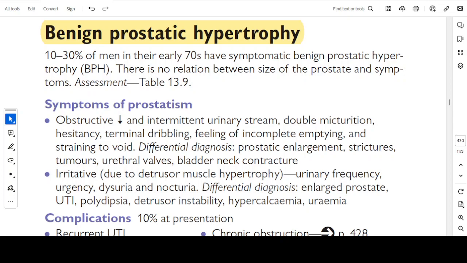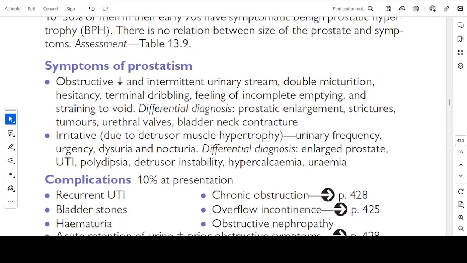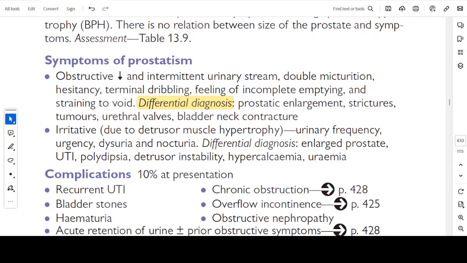Obstructive symptoms: obstructive and intermittent urinary stream, double micturition, hesitancy, terminal dribbling, feeling of incomplete emptying, and straining to void. Differential diagnoses are prostatic enlargement or strictures, tumors, urethral walls, bladder neck contracture.